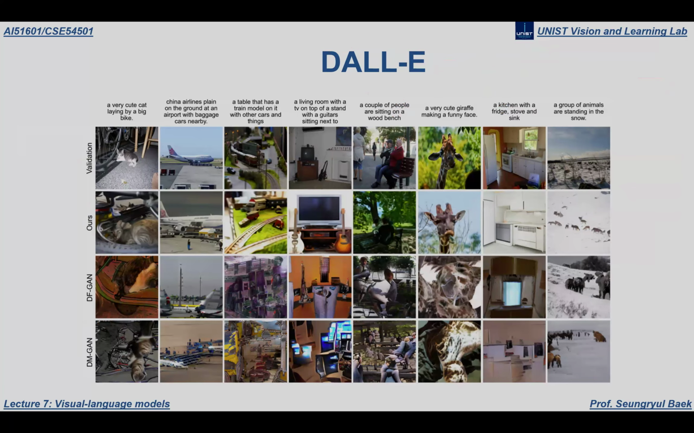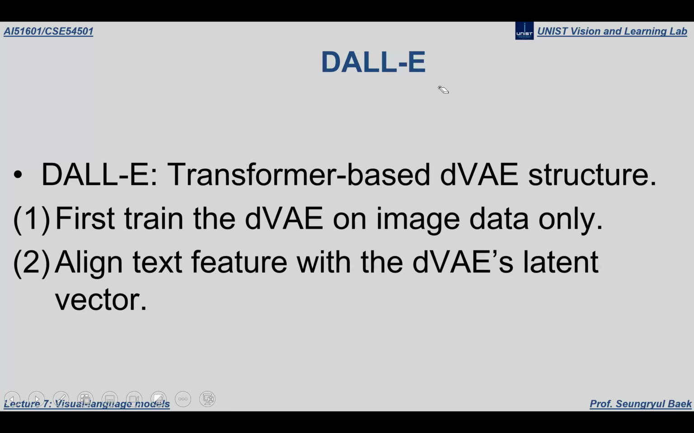And this is the text input, and this is the DALI result. Previously, the GAN algorithm that we have seen was the state-of-the-art algorithm for this type of T2I generation, but their quality was actually bad. They are not describing the giraffe correctly, but this DALI is describing it well. So DALI has version 1 to version 3.